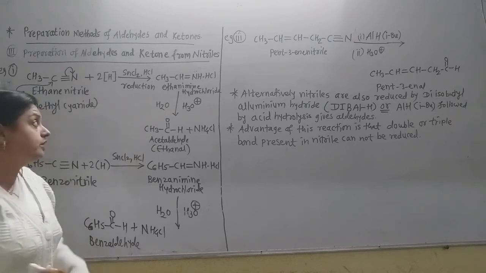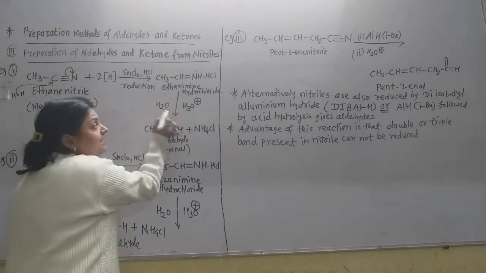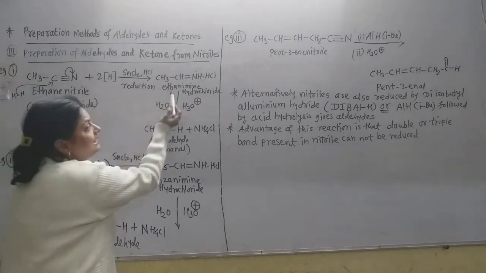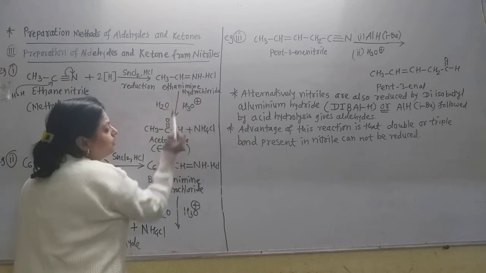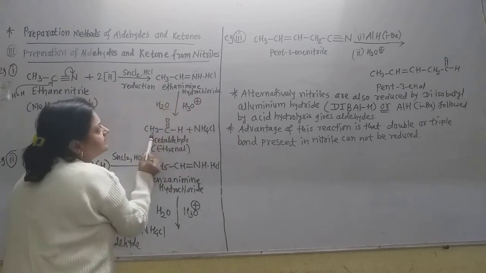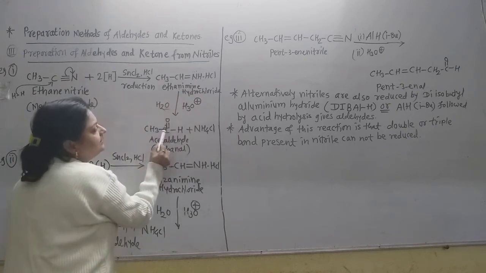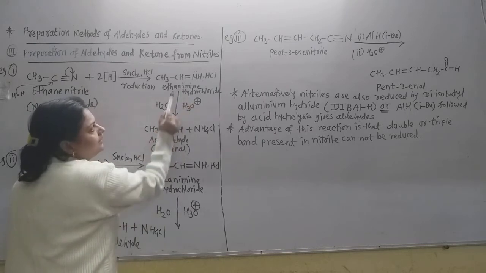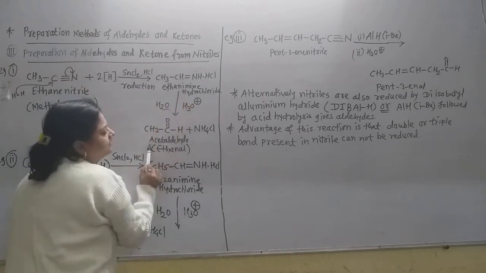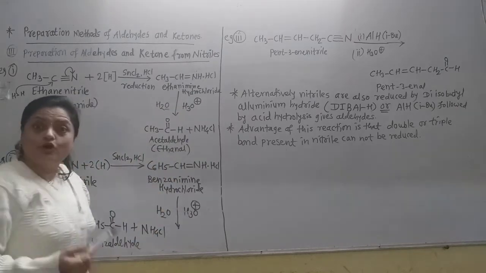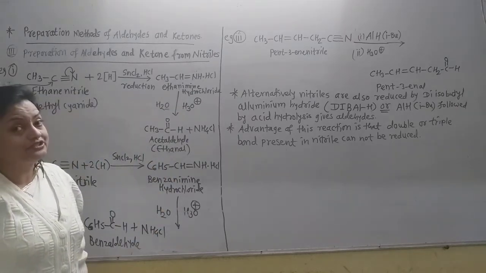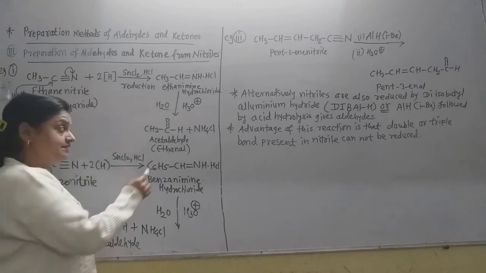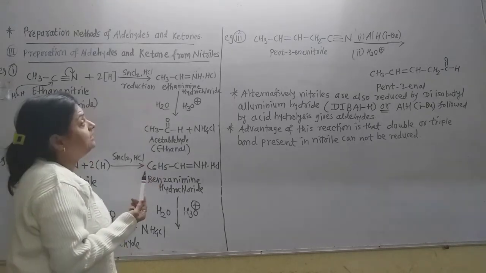See here, very important. Now this oxygen atom of the water is directly attached to this double bond. Here, see here, CH3, C, I write the double bond in this way. This oxygen of water and this hydrogen is there. Now this is the aldehyde we obtain, because we are seeing the preparation methods of aldehydes and ketones. This is the aldehyde.